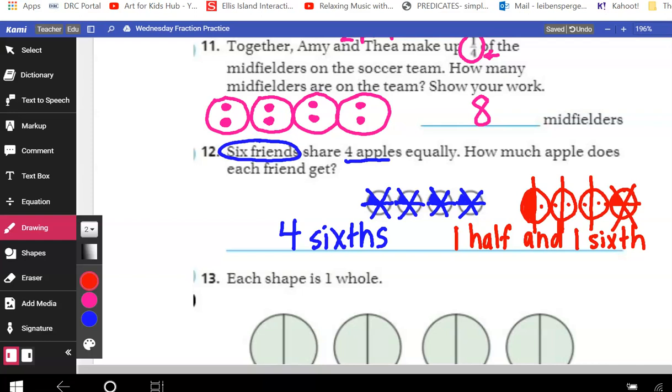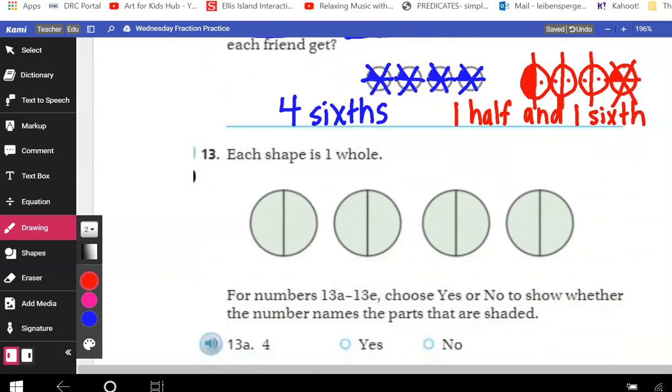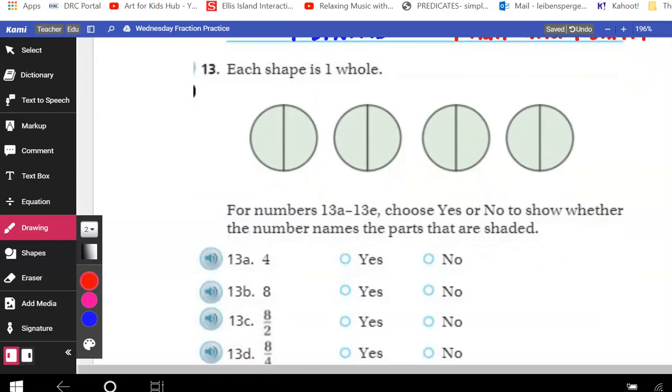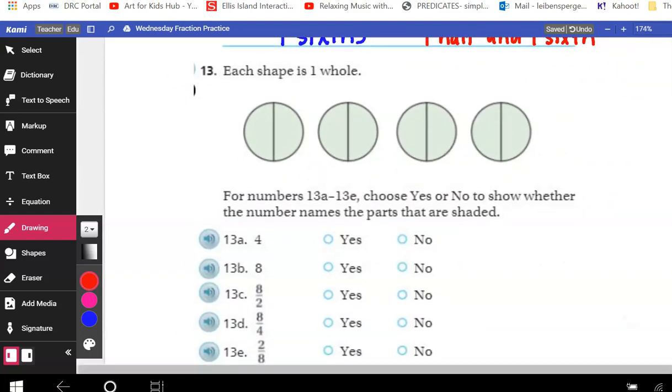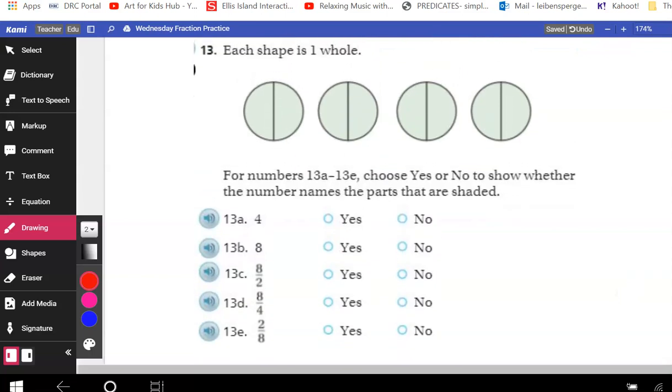Okay, let's go down to our bottom problem here. Number 13, each shape is one whole. And I see here we have a fraction greater than 1. And we're on page 502 now. So 502 if you weren't there before. And we're going to now be figuring out which one of these matches.